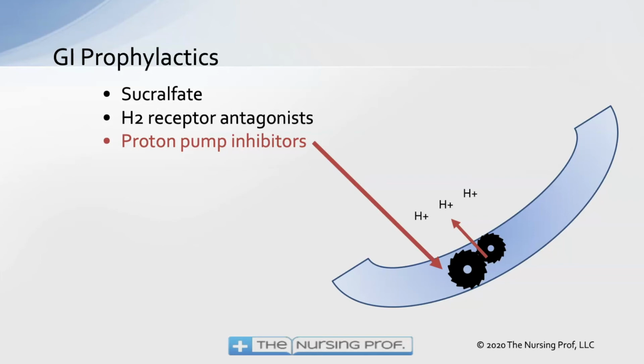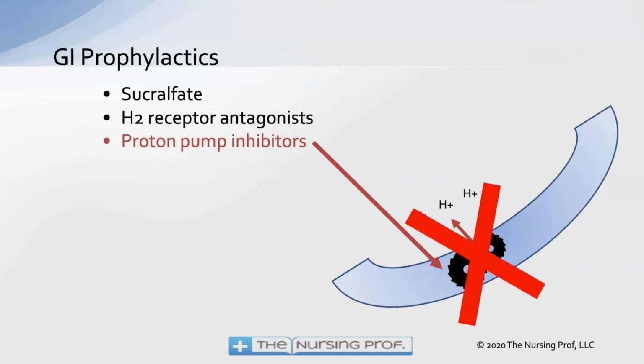The way that these drugs work is they irreversibly bind up that proton pump. So if you're conceptualizing it as being like these little gears down here that are working, what we do with the proton pump inhibitor is we're going to irreversibly bind that pump. In other words, we're going to make it stop so that it doesn't work anymore. So that's a proton pump inhibitor.